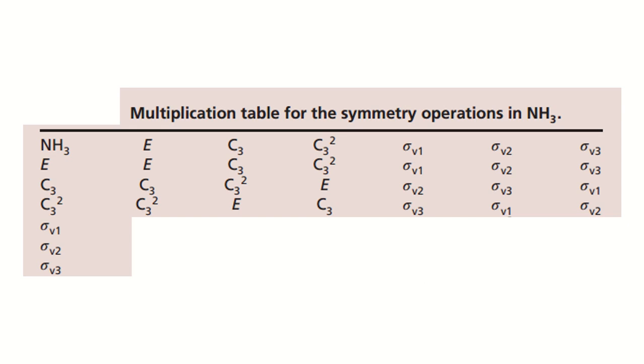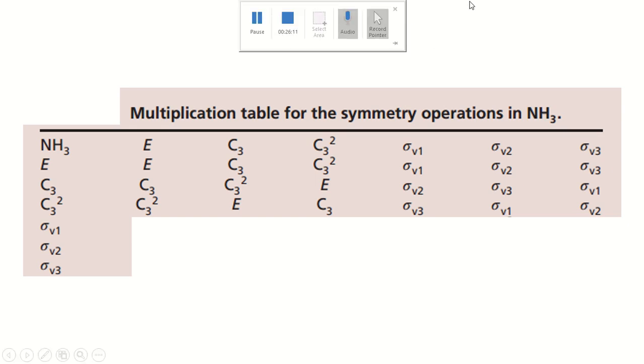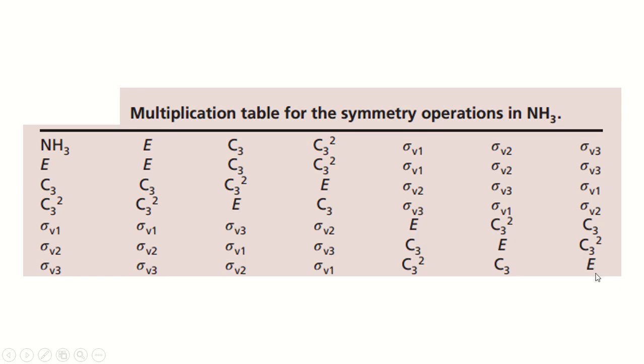Sigma V3 operation and then sigma V1 operation would yield the operation equivalent to C3 twice. What happens when we apply sigma V3 with sigma V2? It would definitely yield the C3 rotation. And what happens if we apply sigma V3 with sigma V3? This is sigma V3 squared, and it will definitely yield the identity of the molecule.